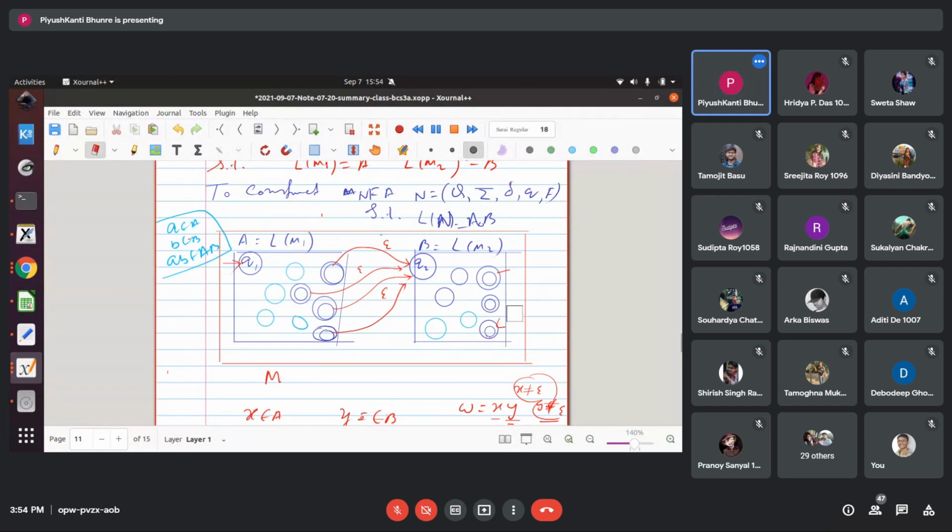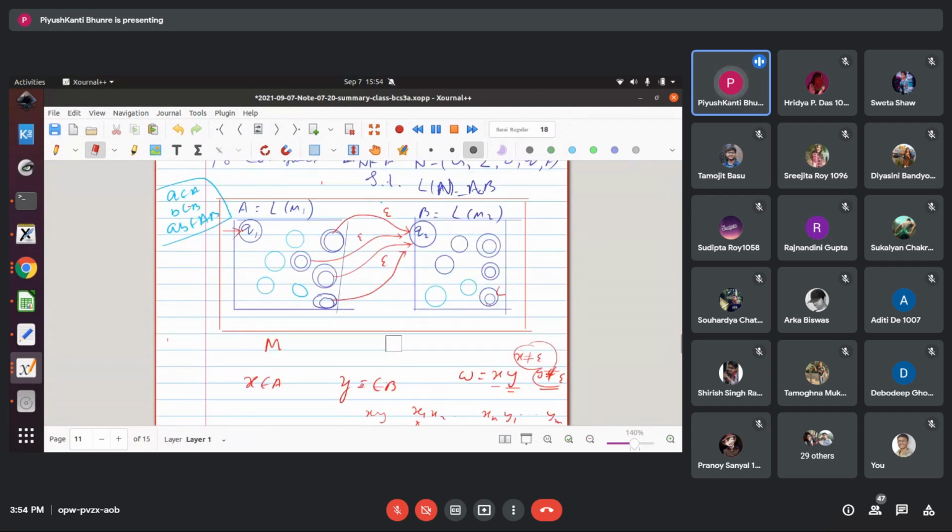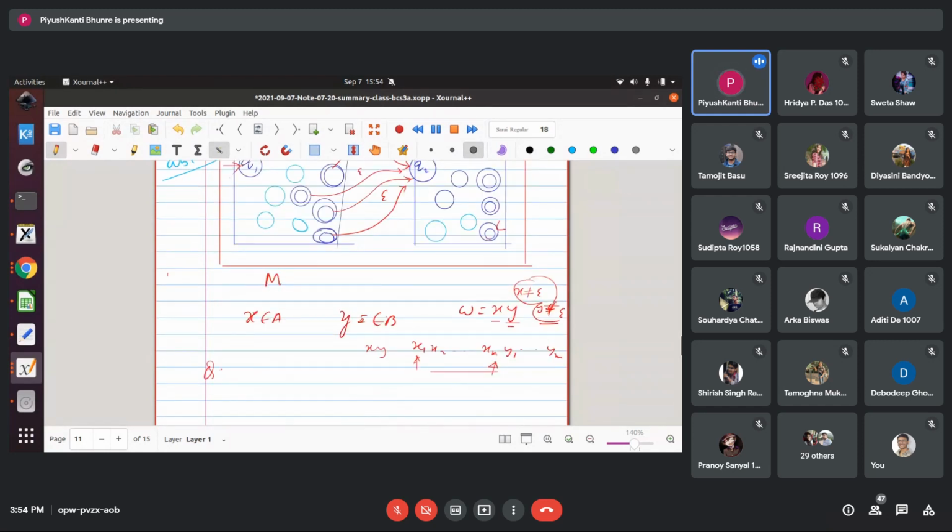So basically, this is our new machine, a non-deterministic automaton, where we keep all the final states as they are. We actually just add some epsilon moves. That's all. So Q is Q1 union Q2.